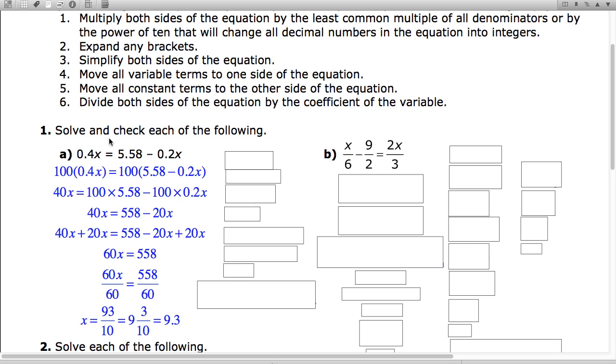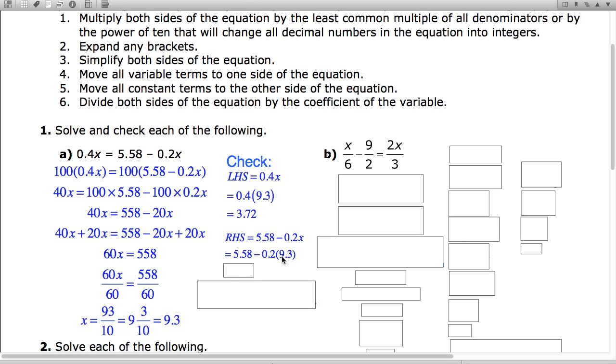Now we finished the solve part, next we have to do a check. So to do our check, we're going to start with the original left-hand side of the equation, which is 0.4x. We're going to replace the x with what we think is the solution, 9.3, and we're going to calculate. Now we need to do the same thing with the right-hand side. The right-hand side of the equation originally was 5.58 minus 0.2x. We need to replace the x with 9.3, which we think is the solution, and then calculate.